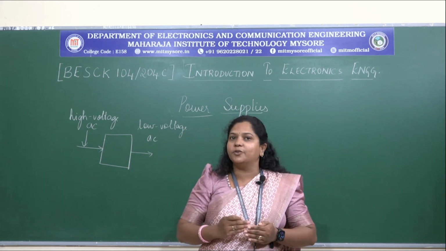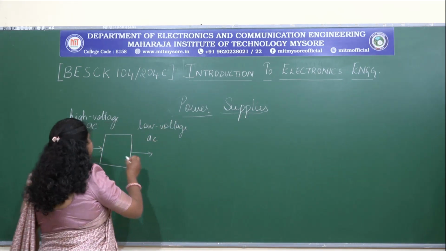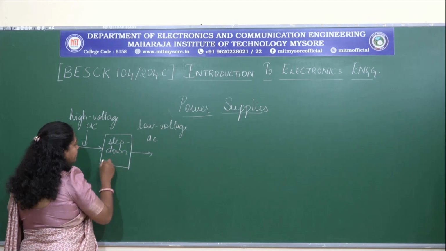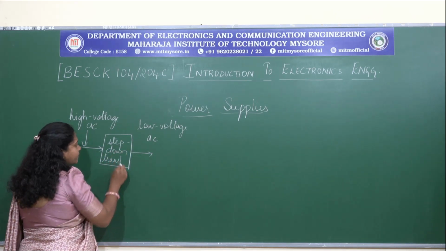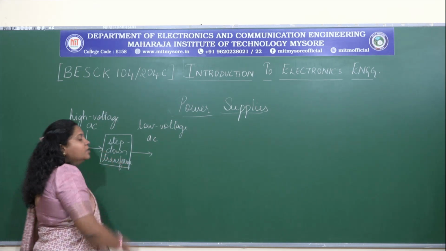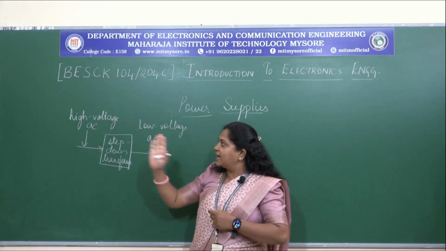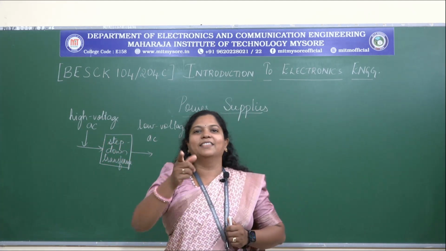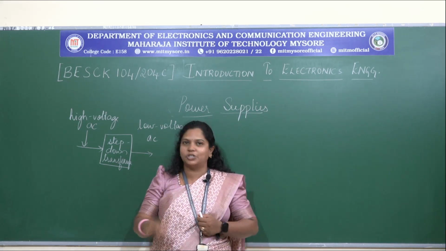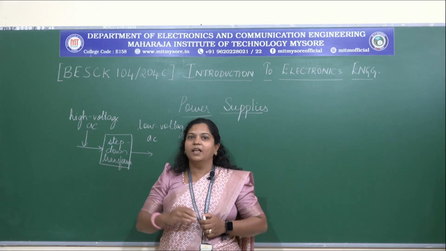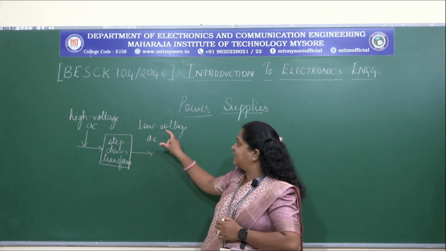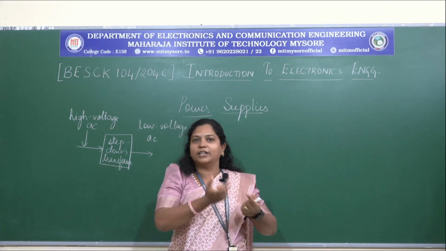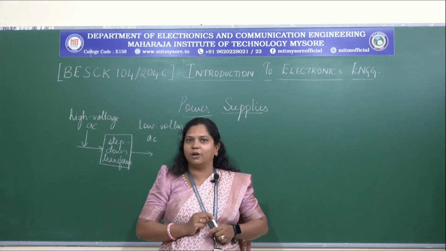So we have to convert the high voltage AC to a low voltage AC. There we are going to make use of a transformer, that is the step down transformer. A step down transformer converts a high voltage AC to a low voltage AC. What about the frequency? The frequency will be the same. It does not change in the case of a transformer. Now we have converted the high voltage AC to a low voltage, let us say around 20 volts, from 220 volts to a 20 volt level.